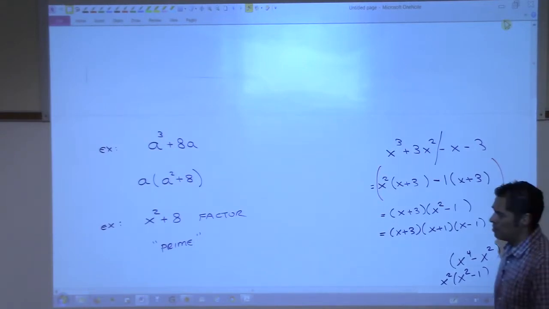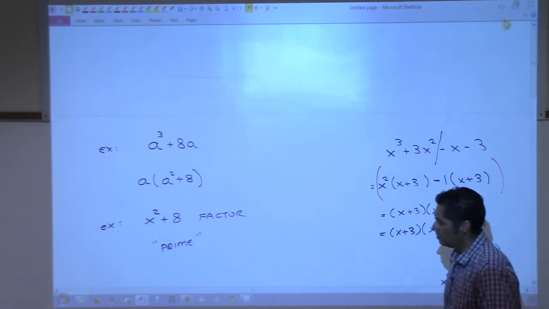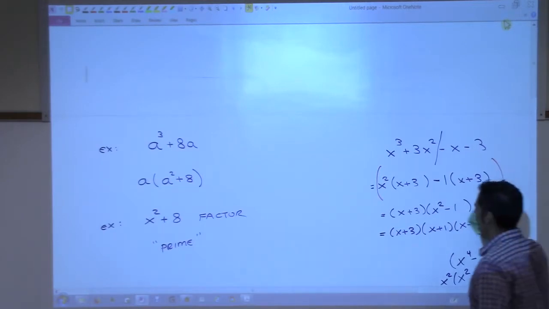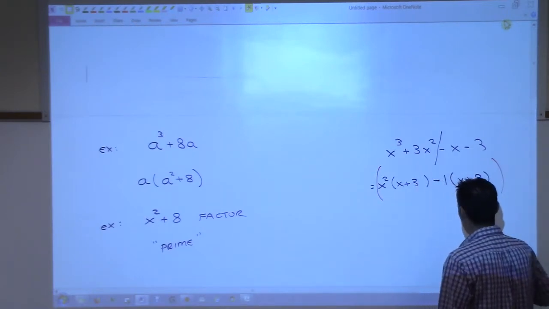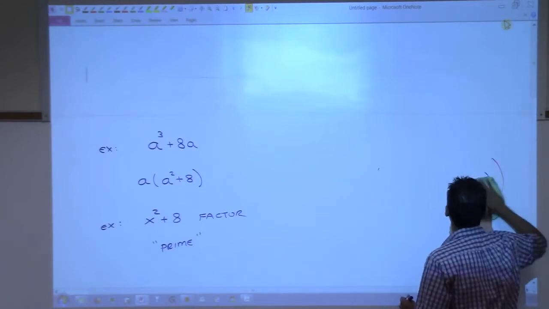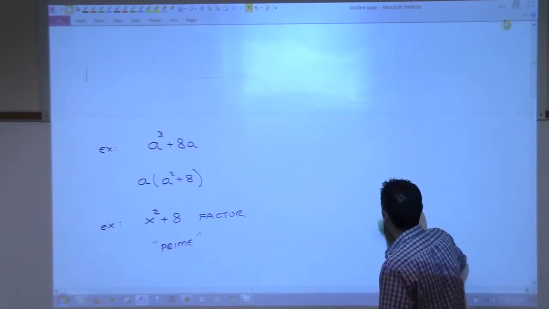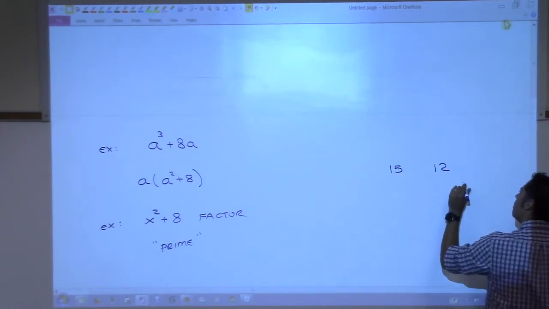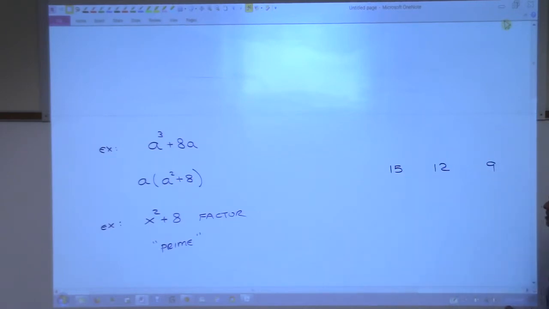Where does the idea of prime come from? Have y'all heard of prime numbers? What are the prime numbers? Can you explain what a prime number is to me? A number that's what? Doesn't have a square. Think about numbers like, let's look at 15, 12, 9. Are these numbers prime?